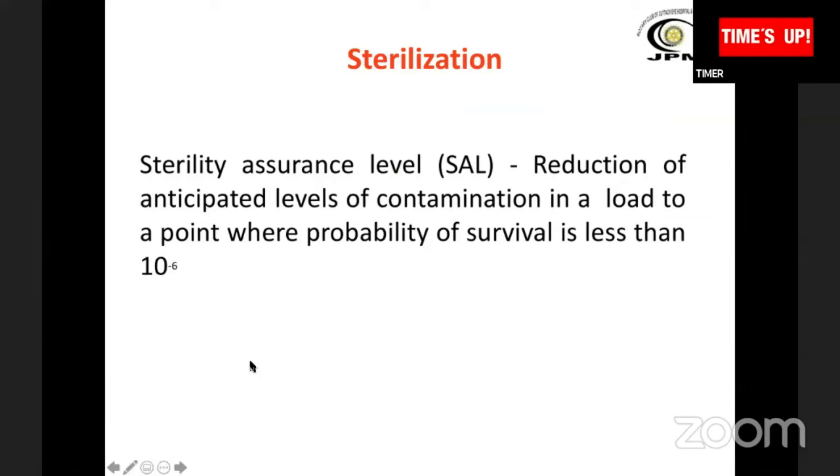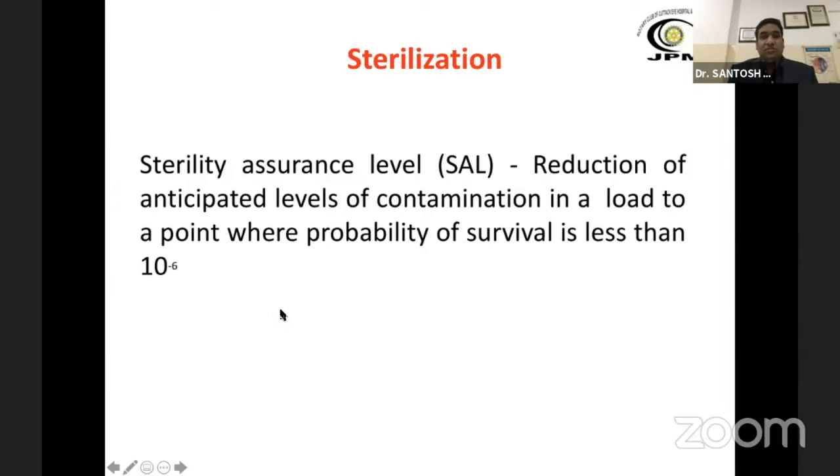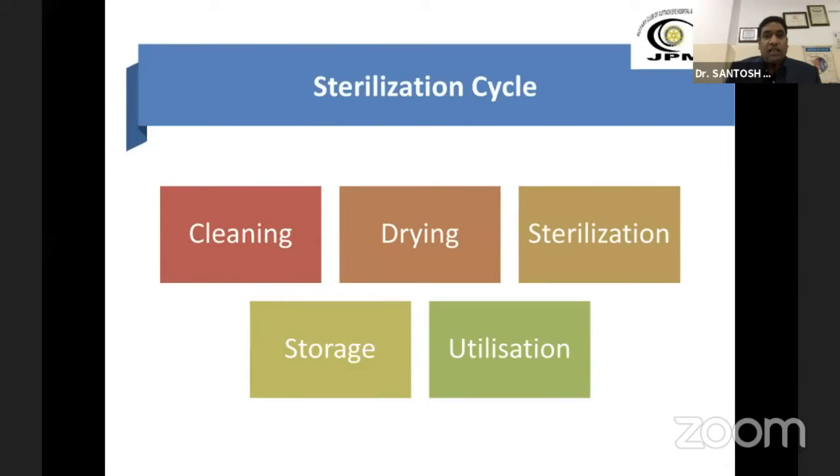Sterilization, as you all know, is the process where all the microorganisms are killed, including the bacterial spores. And for documentation purpose, we should understand what is a sterility assurance level. That is reduction of anticipated levels of contamination in a load to a point where the probability of survival of any organism is less than 10 to the power minus 6. And this is the sterilization cycle.